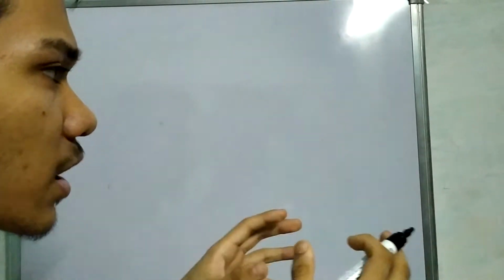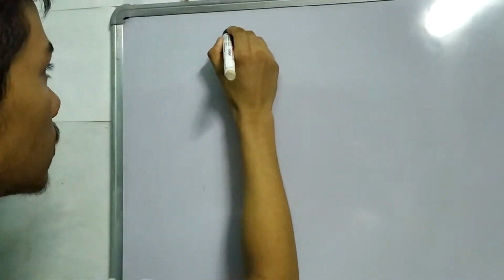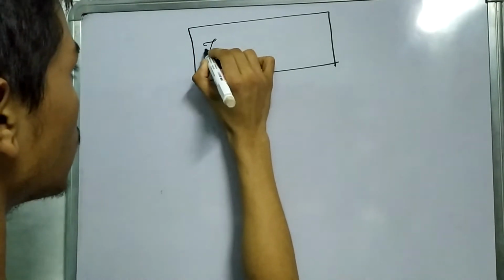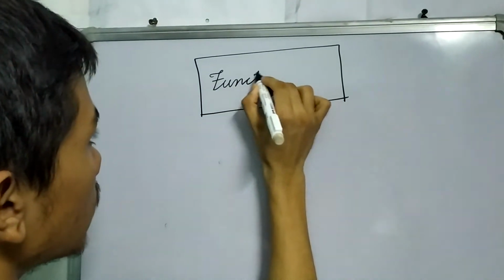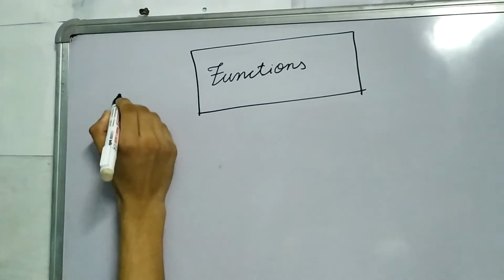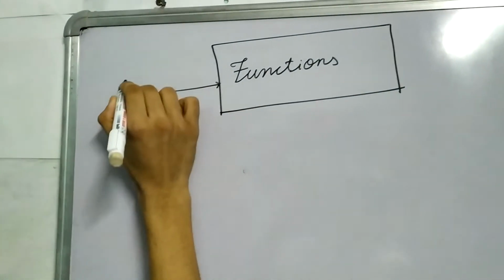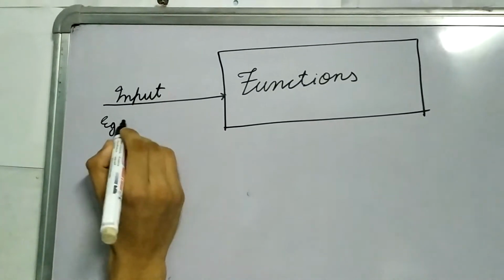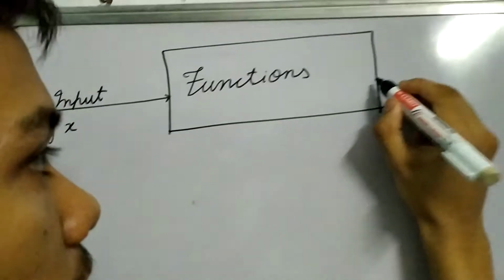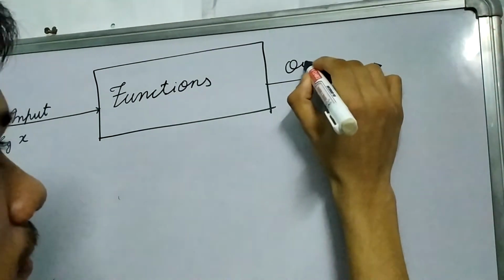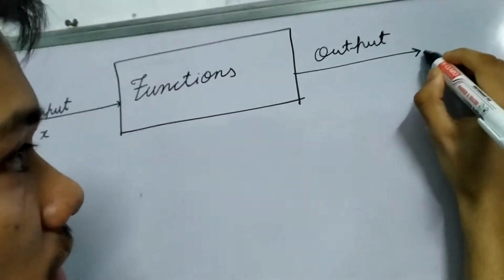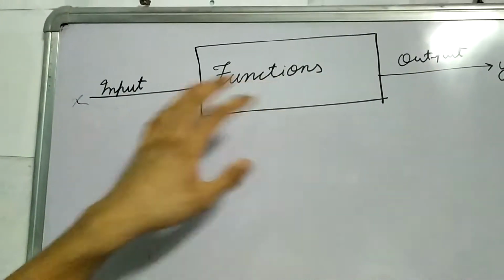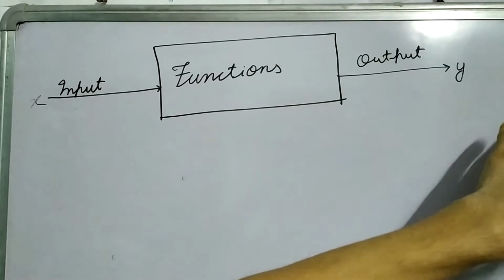So functions, you can think of functions as machines. Okay. So this is your machine, and you can call them functions. Now what it does is you give it an input, for example, x, and it gives you an output, for example, y. Okay, x is an input. Functions do something to x, and out comes y.